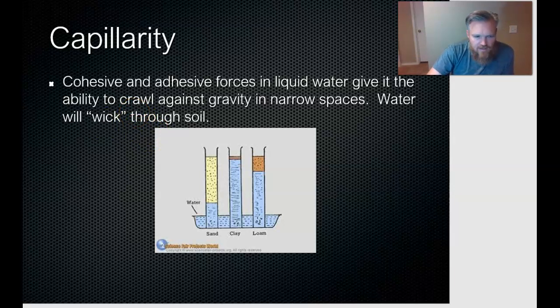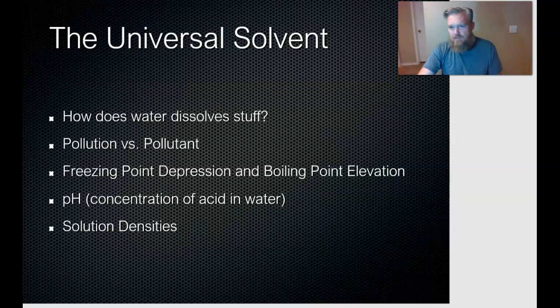Then the next thing that we're going to have to spend a little bit of time on is water being the universal solvent. How does water dissolve stuff? It all comes down to polarity still, so we're not going to get into that too much, but I'm going to show you a video here in a minute that tells us how certain things dissolve.